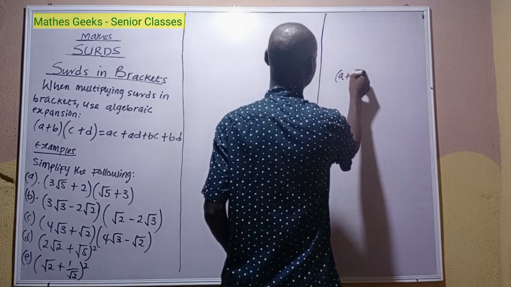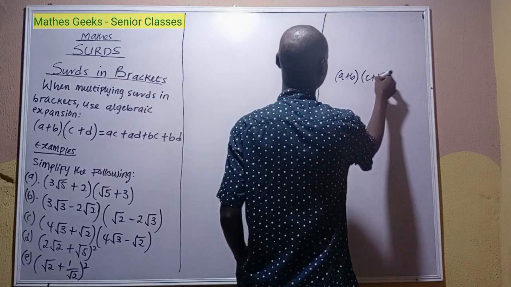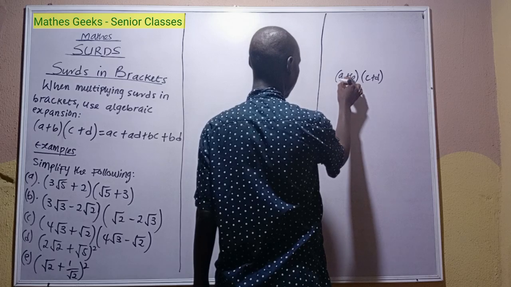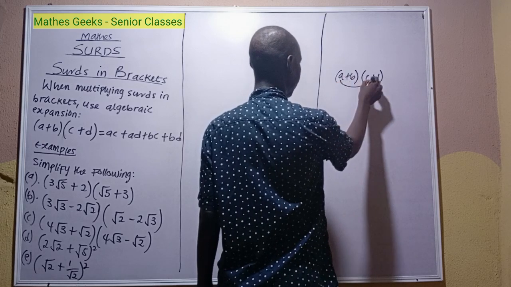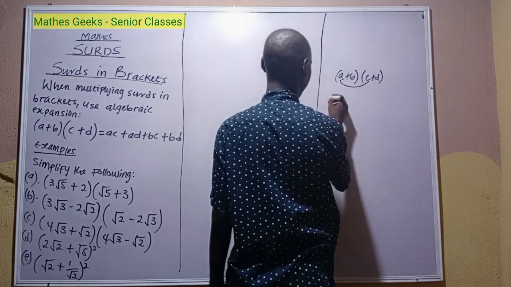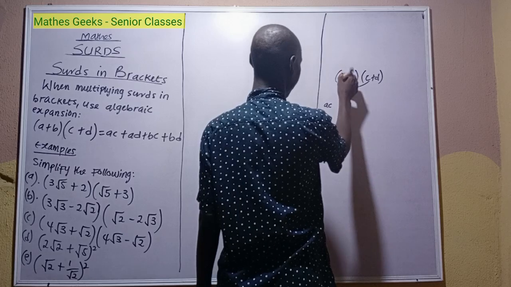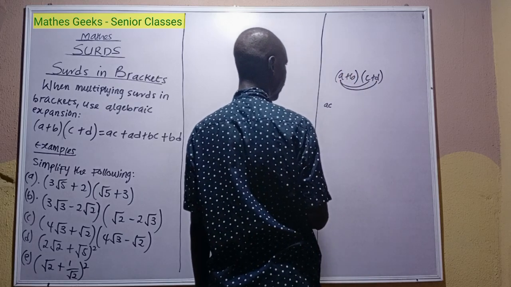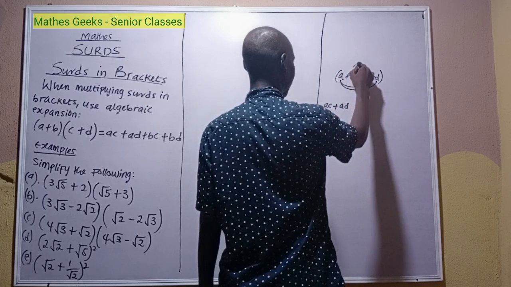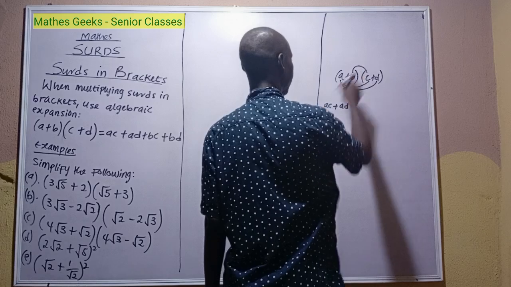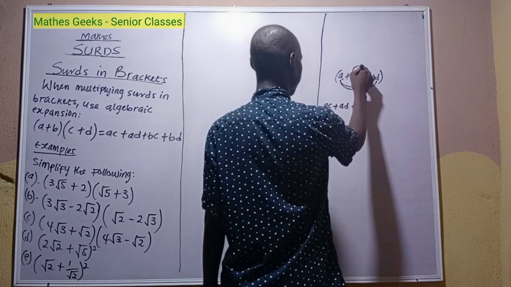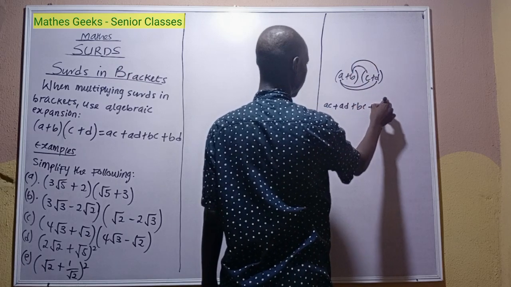Let's say (a + b)(c + d). If you're expanding this, there are two ways to go about it. The first way is that the first term in the first bracket multiplies the first term in the second bracket, which gives us ac. Then this same a multiplies d, the second term in the second bracket, giving plus ad. Then the second term in the first bracket multiplies the first term in the second bracket, so b times c gives plus bc. And then we use b again to multiply d, giving plus bd.